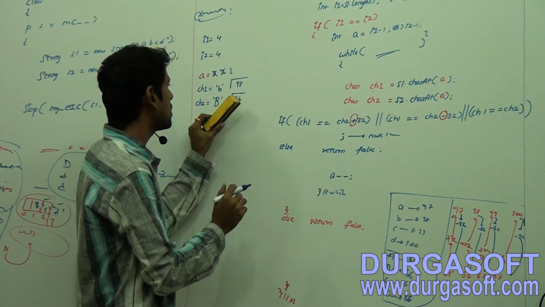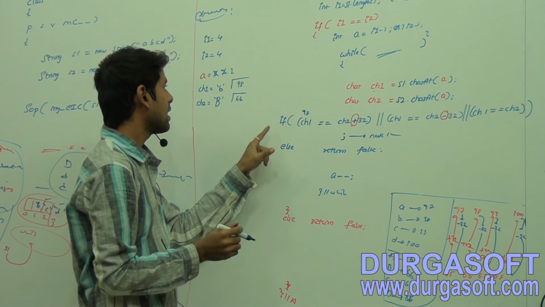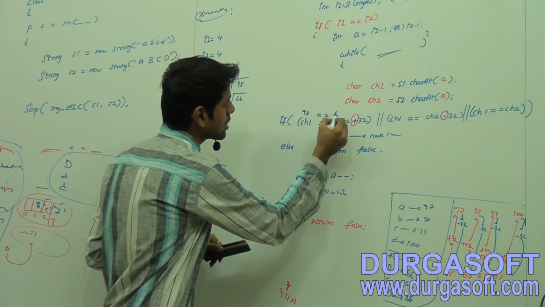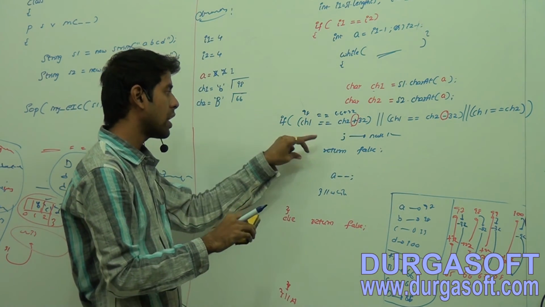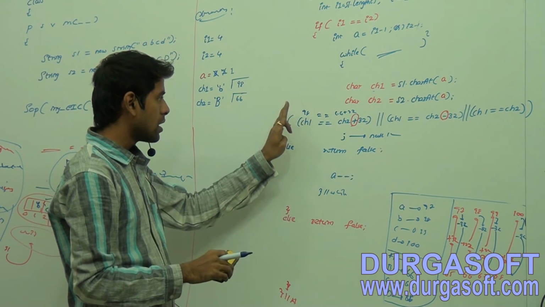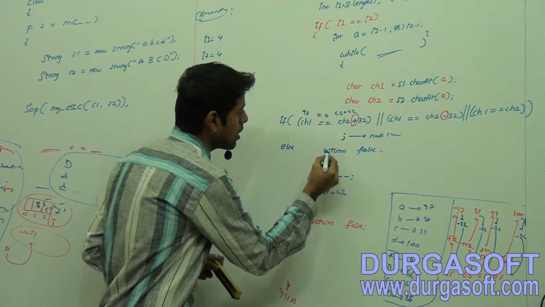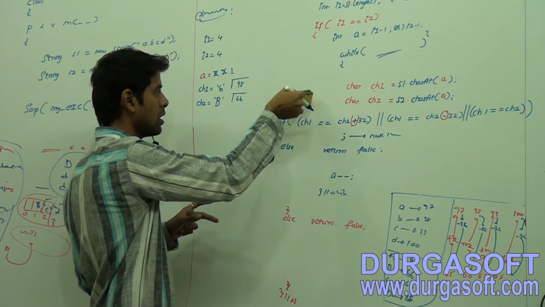Now check. ch1 value is how much? 98. Internally considers Unicode value 98, double equals to 66 plus 32. Yes, it is true. Now execute this null statement. Okay, now come out of the if else thing. Now it will execute what? Observe this part, friends. Okay, observe this part.